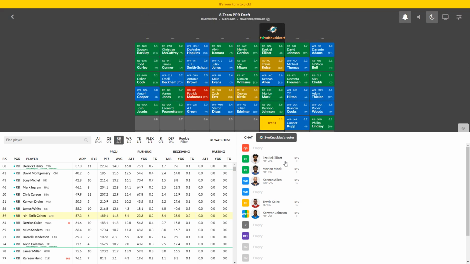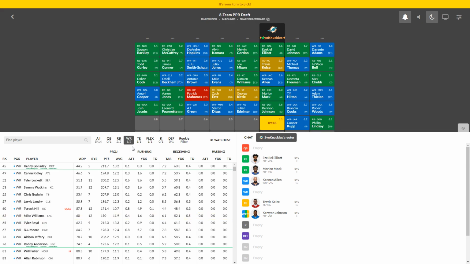Our team right now is Zeke, Marlon Mack, Keenan Allen, Travis Kelce, and Kerryon Johnson. Looking pretty solid so far. But every team in an 8-team league is going to look solid on paper. Remember that. It's very hard to differentiate yourself from other teams. That's why I suggest picking a tight end early, like I said. So now we're going to need another receiver because we already have three running backs. We're going to want guys like Gallup, Ridley.